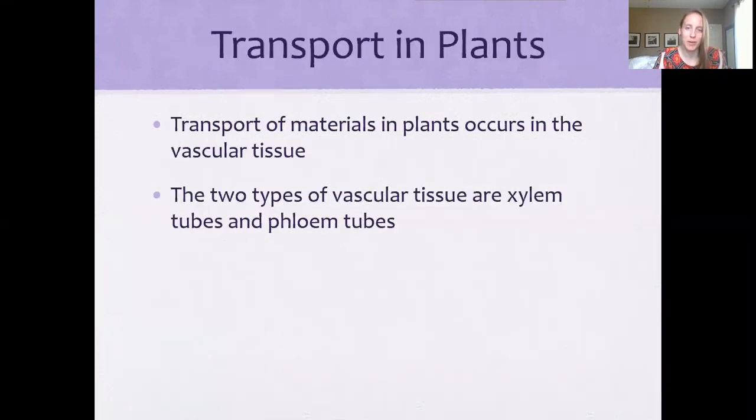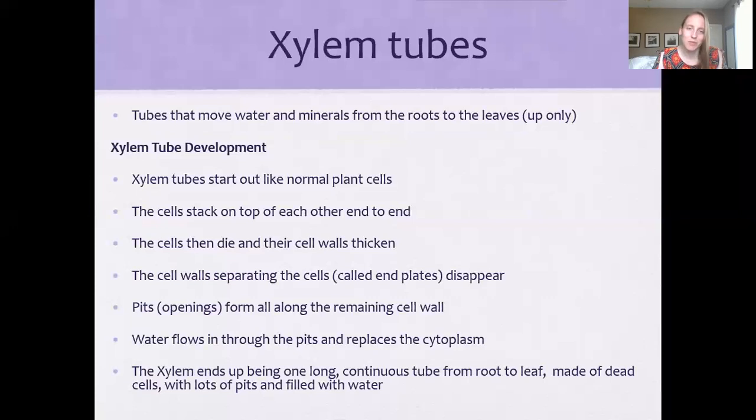plant. So transport in plants occurs in the vascular tissue, which is again the vascular bundle, which is the phloem and xylem tubes surrounded by the sclerenchyma. These xylem tubes are the tubes that move water and minerals up from the roots to the leaves. So xylem tubes transport material upwards only.